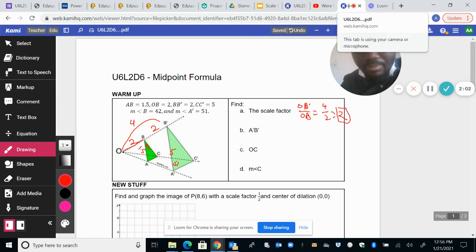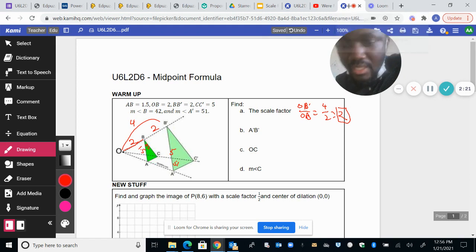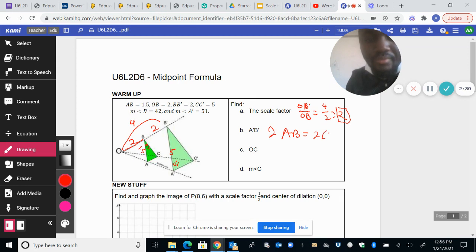So A prime B prime, since our scale factor is 2, will just be twice AB. So A prime B prime will be 2 times AB, which will be 2 times 1.5. And what is 2 times 1.5?